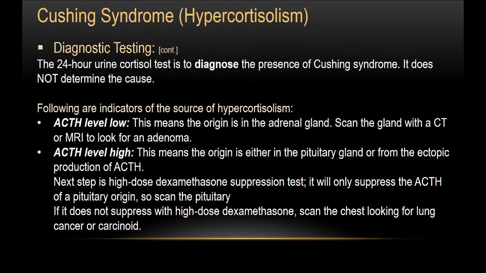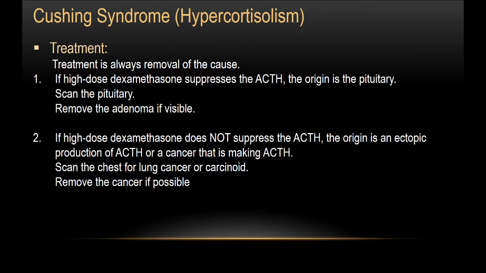Treatment of hypercortisolism. The treatment is going to be always remove the cause, remove the adenoma. If the high dose dexamethasone suppresses the ACTH, then look for the pituitary. Scan the pituitary, make sure that you have a pituitary adenoma, and then remove it. If the high dose dexamethasone does not suppress the ACTH, look for the source of ACTH. It could be any tumor in the chest or abdomen. Scan the chest and abdomen, scan the chest for lung cancer or carcinoid, and remove cancer if possible.